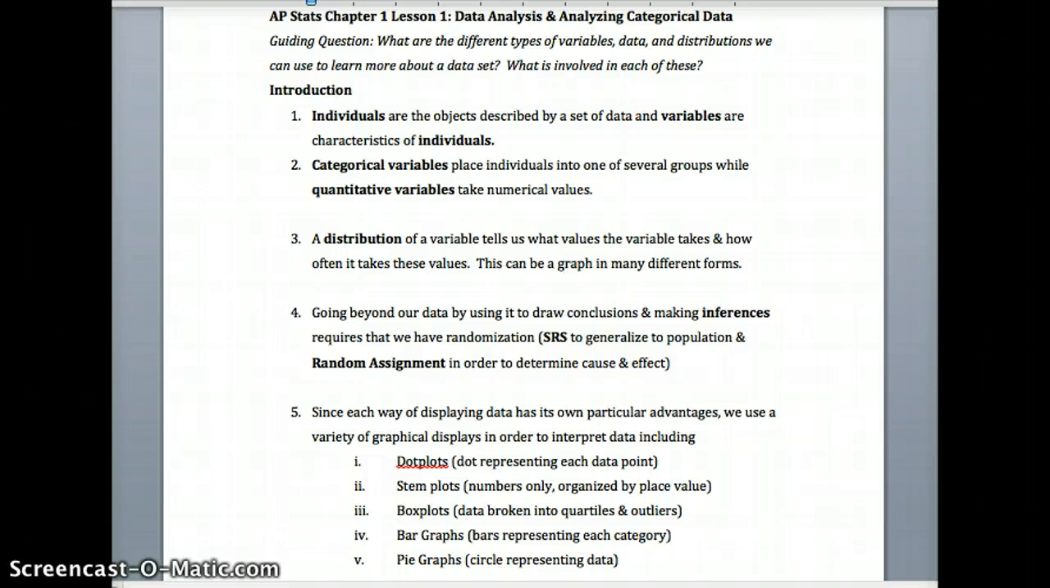Our guiding question here is, what are the different types of variables, data, and distributions we can use to learn more about a data set, or about something in general? What is involved in each of these?